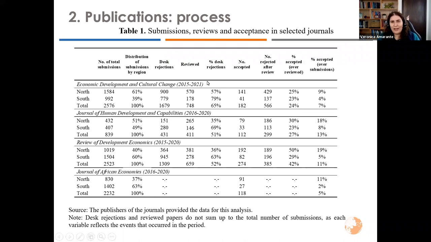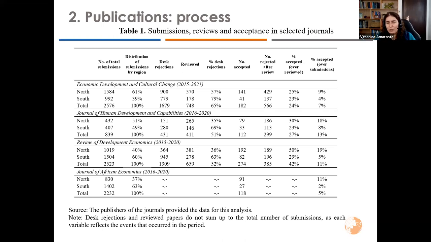Then we have the desk rejections, and if you go to the column with the percentage of these rejections, we can see clearly that the rates are higher for southern researchers. In the Economic Development and Cultural Change, 79% of submissions are desk rejected for southern researchers, and the figure is around 69% for the Journal of Human Development and Capabilities, and 63% for the Review of Development Economics. Unfortunately, we do not have that information for the Journal of African Economics. We have more aggregate information for this journal. So this is the first result: a considerably higher rate of desk rejections for papers from southern researchers.